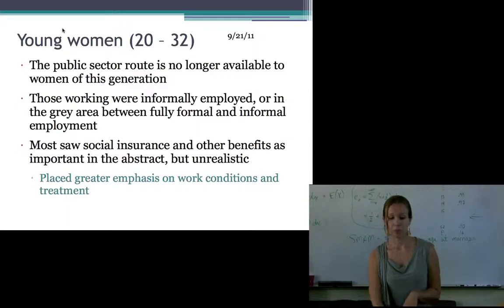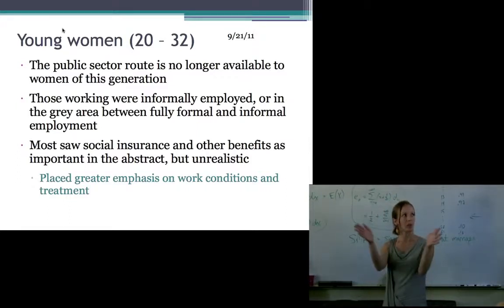For the younger women, this split between housewives and public sector employees, you just really don't find it anymore because the public sector isn't there. So now you get women who are working in the informal sector and women who are staying home. And then I think until marriage, there tends to be a lot of back and forth.